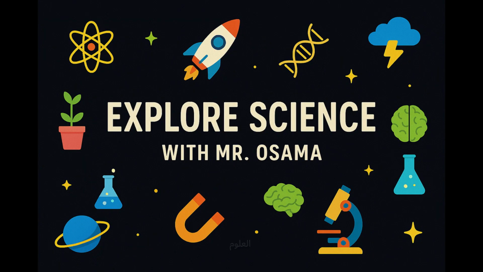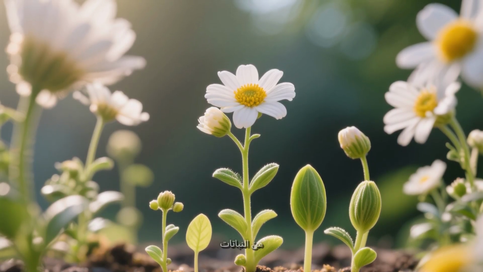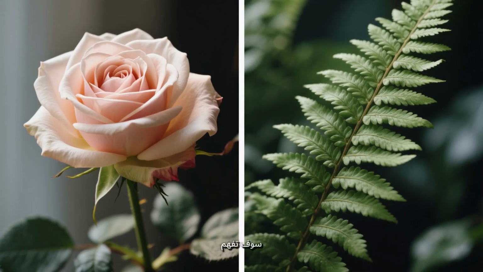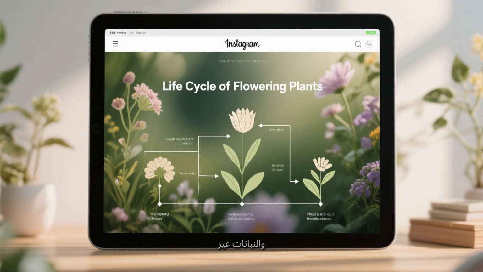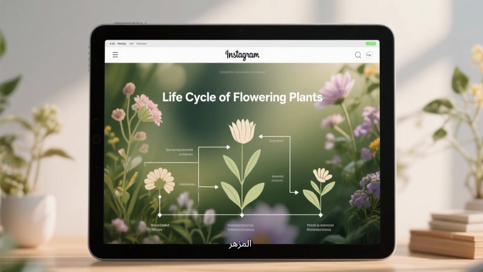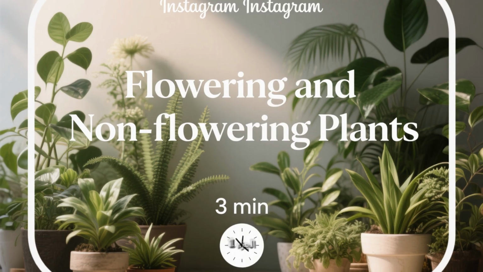Hello science explorers, today we are going to learn about the life cycles of flowering plants. By the end of this lesson, you will understand the difference between flowering and non-flowering plants, the stages in the life cycle of a flowering plant, and the different parts of a flower. Let's get started.